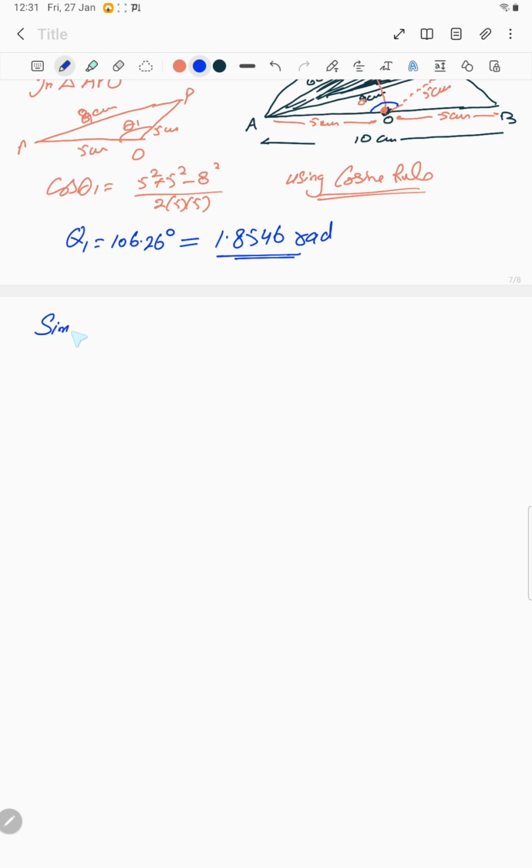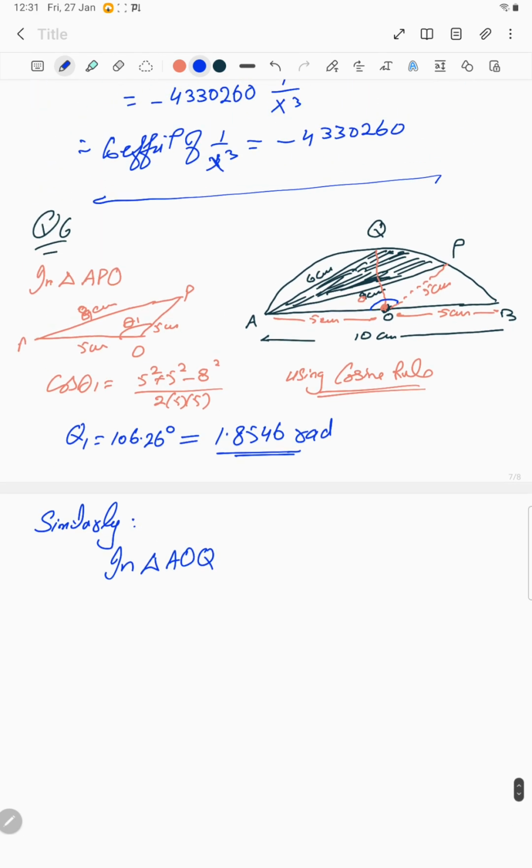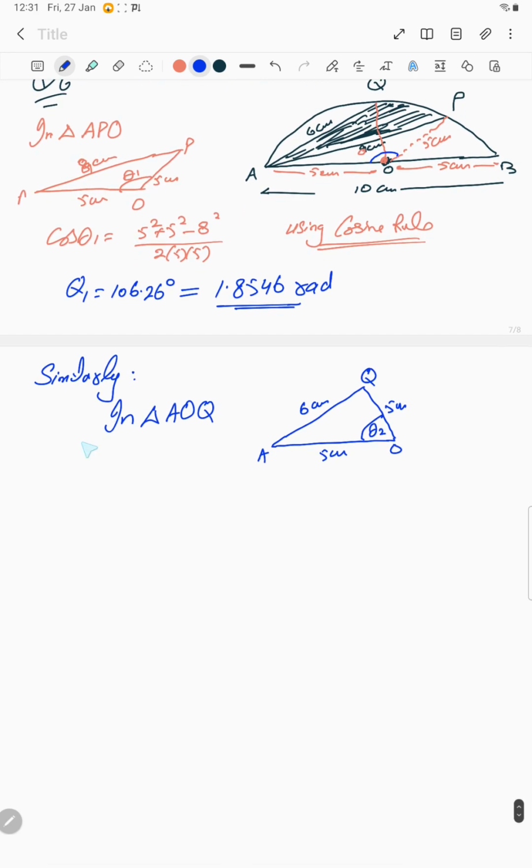Similarly, in triangle AOQ, let me draw for you. This is Q, this is A, this is 6 centimeter chord A, and this is 5 centimeter, this is 5 centimeter. Again, suppose it's theta 2. Now we can find the angle theta 2 by using again cosine rule.